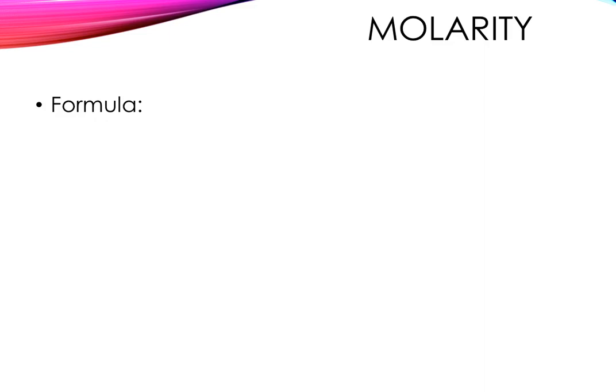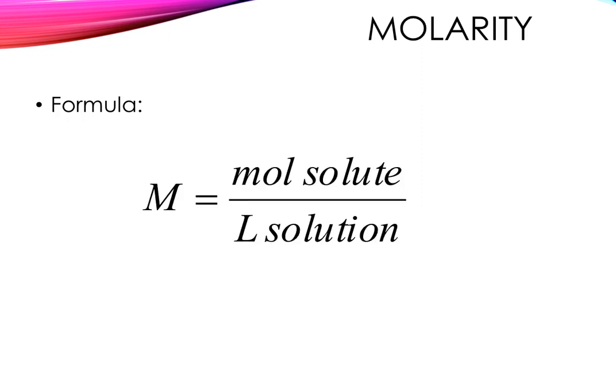Let's start with molarity. Definitely the number one concentration unit for chemistry students. This is the go-to unit for chemists when they're talking about solute-solvent ratios. So the molarity is defined as the moles of the solute divided by the volume of the solution in liters.